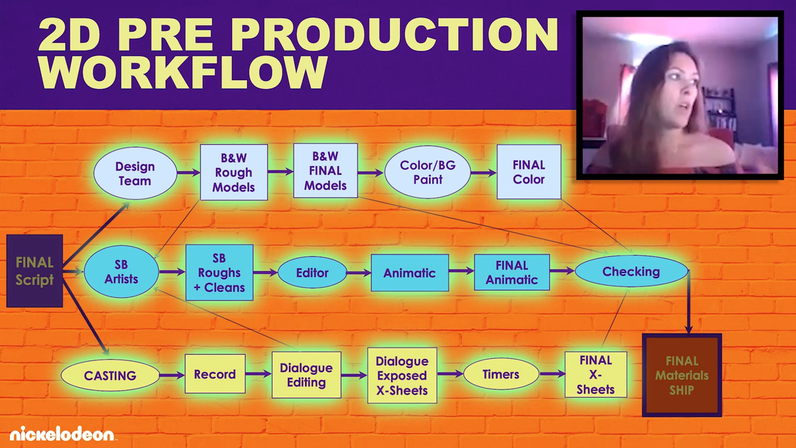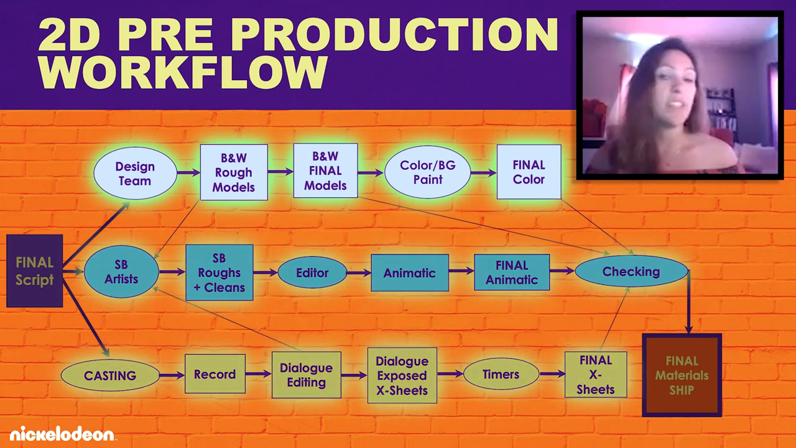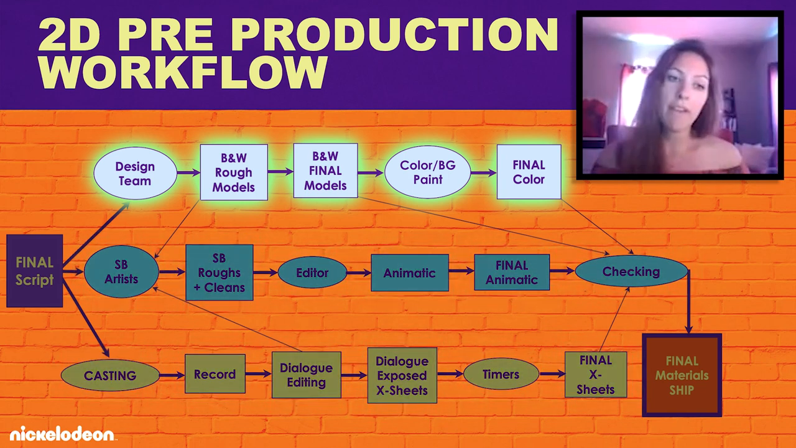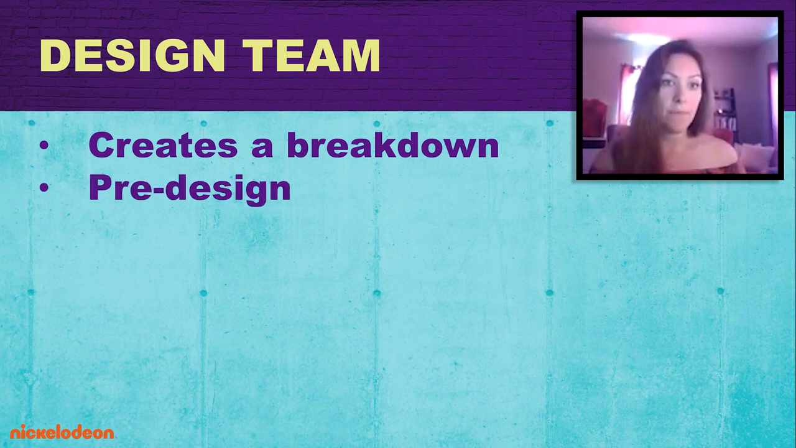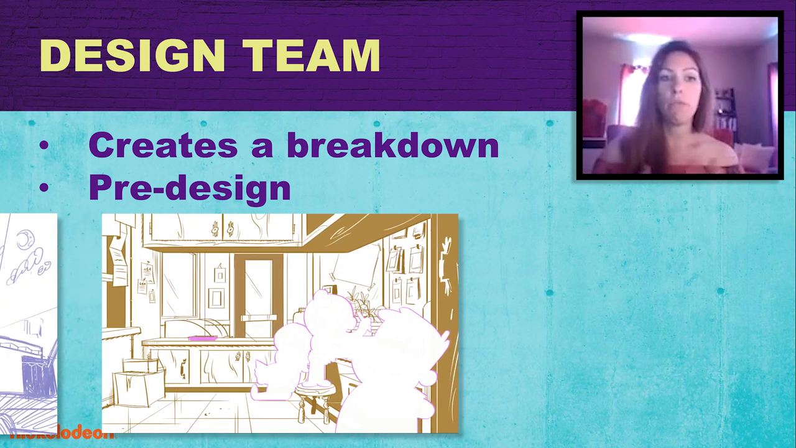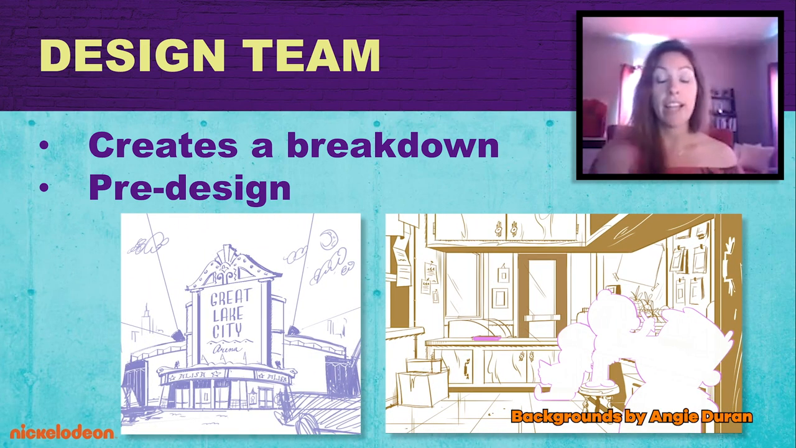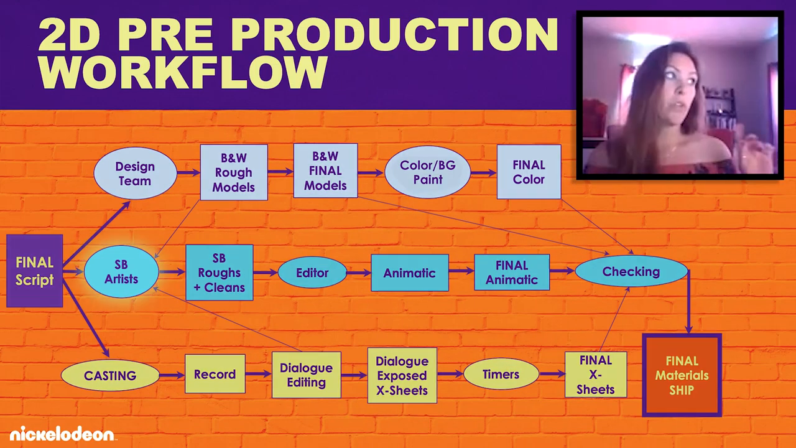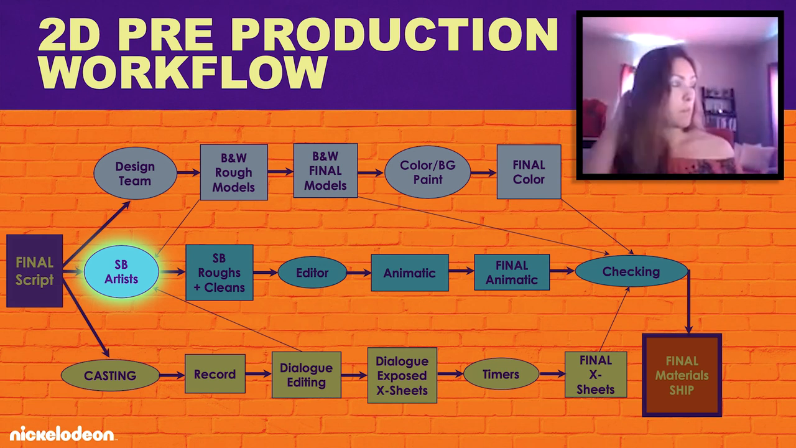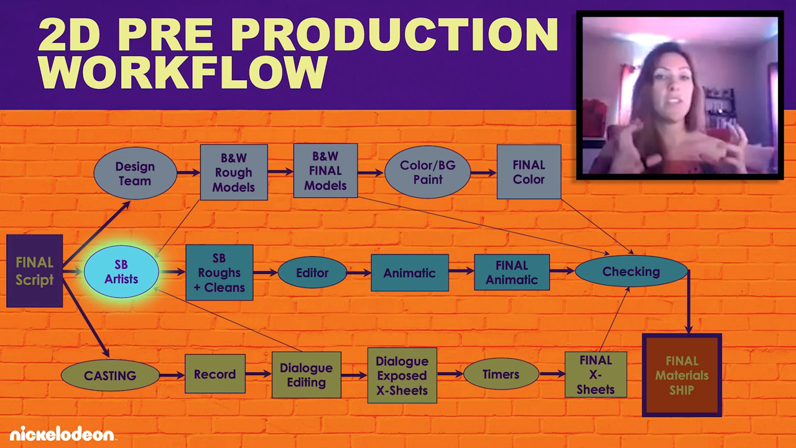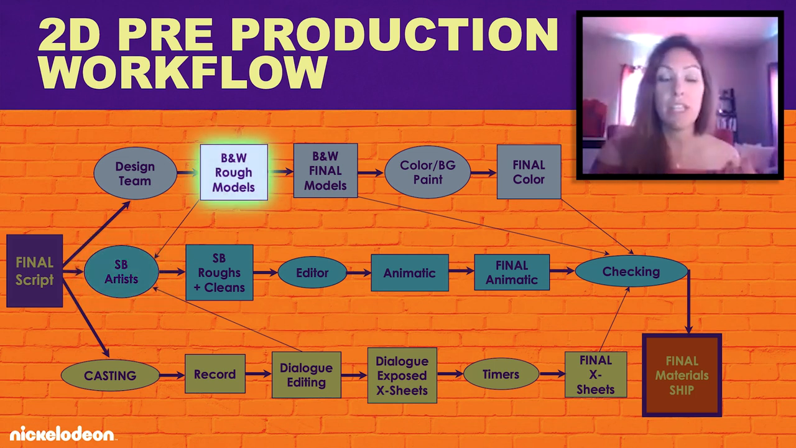So let's start, though, with talking about what we do with the design team. When we have a final script, we create what's called a breakdown. We break down everything that we're going to need to design for that episode. We usually start with pre-design. Pre-design would be rough drawings, like rough line art, that we then feed to the storyboard artists. The storyboard artists need to know what things look like, right, if they're going to visualize the script into the drawings that they create. And then we move from pre-design into designing everything else that we determined we needed from that breakdown.